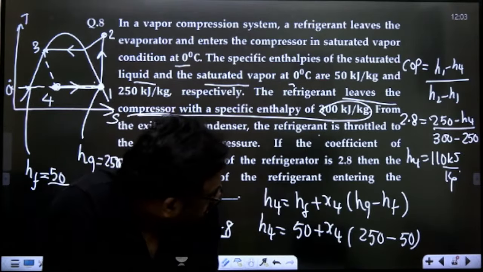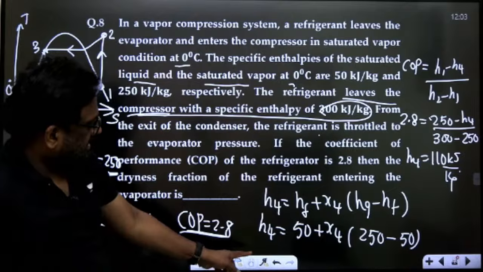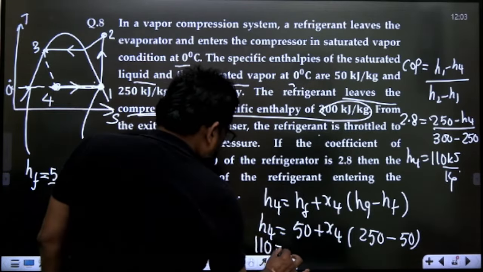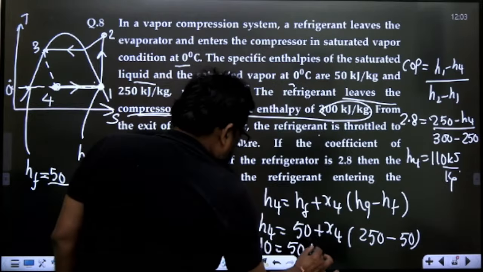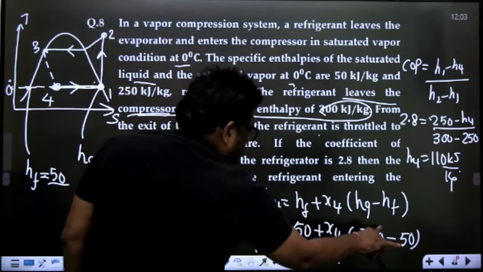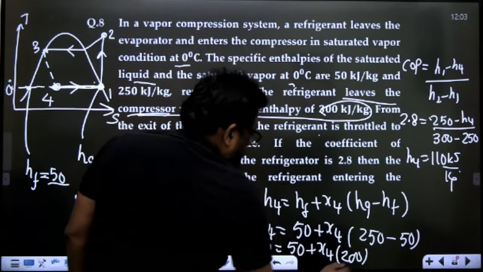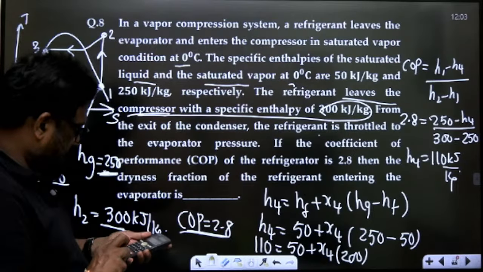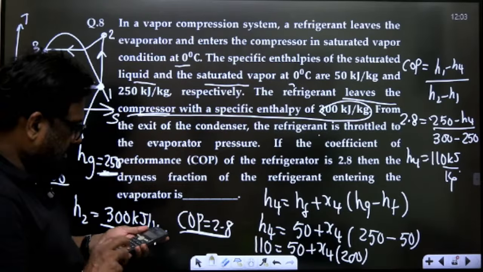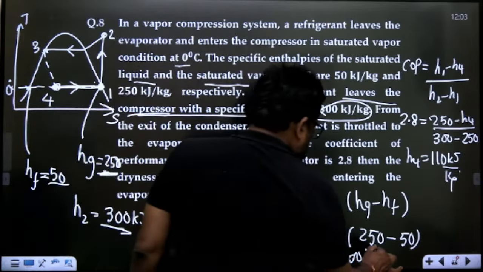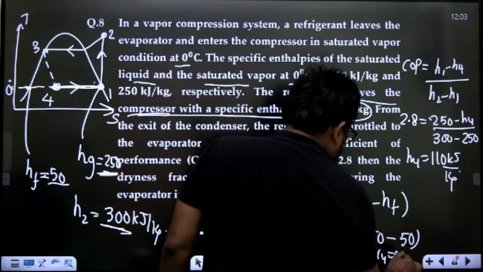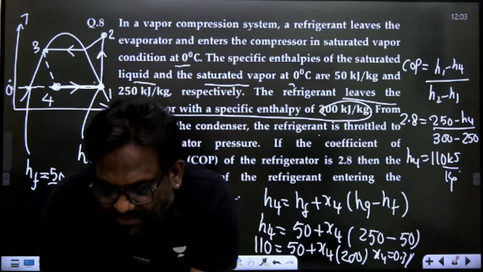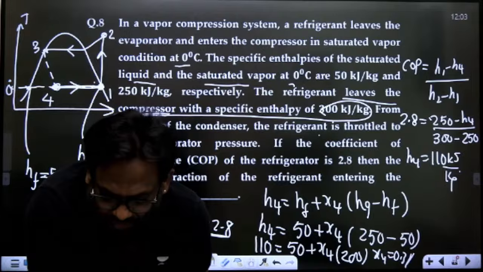Yes. So put here: H4 is 110, equal to 50 plus X4 into 200. So we can easily calculate 60 divided by 200. I think I am getting the dryness fraction as 0.3. Did anyone get 0.3? Excellent. It was a good question.